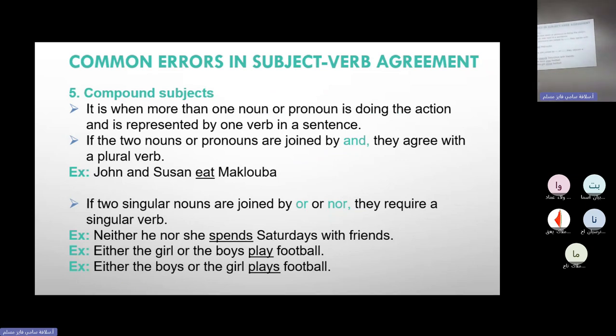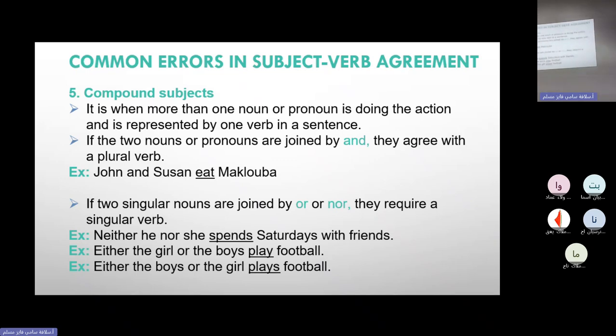Compound subjects means two words together. It is when more than one noun or pronoun is doing the action, and is represented by one verb in a sentence. Two subjects doing the same verb, the same action. If the two nouns or pronouns are joined by and, they become plural, so they agree with the plural verb.